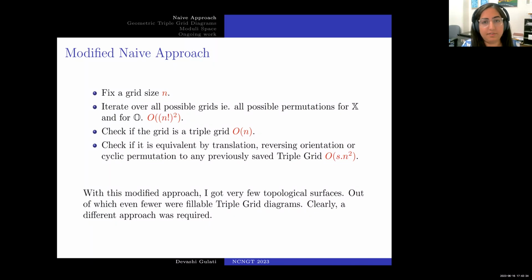Knowing all of this, we have the modified naive approach, where we just add a step of checking if the diagram that we got was equivalent by translation, reversing orientation, or cyclic permutation to any of the previously saved ones. With this modified approach, I got very few topological surfaces, out of which even fewer were fillable. Clearly, a different approach was required from this one having such horrible time complexity.